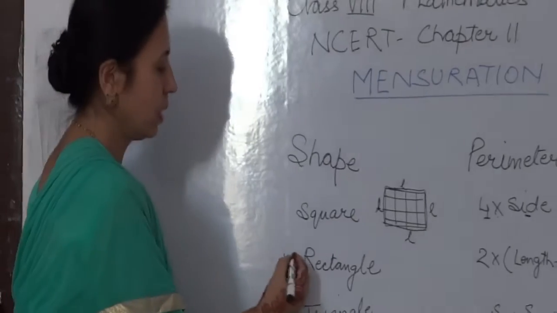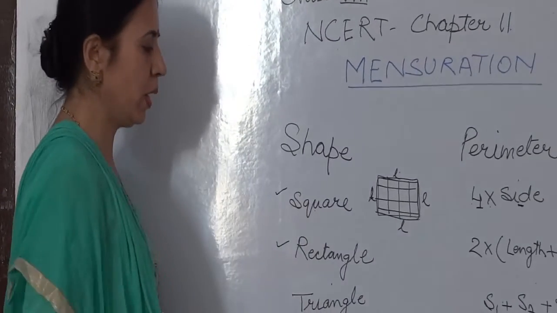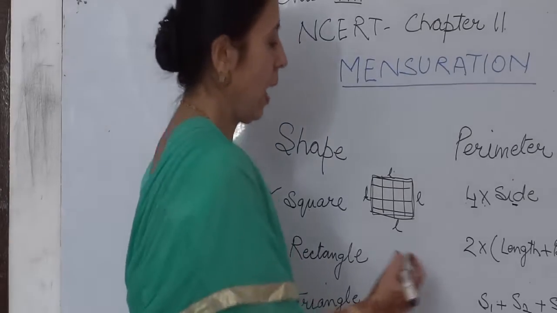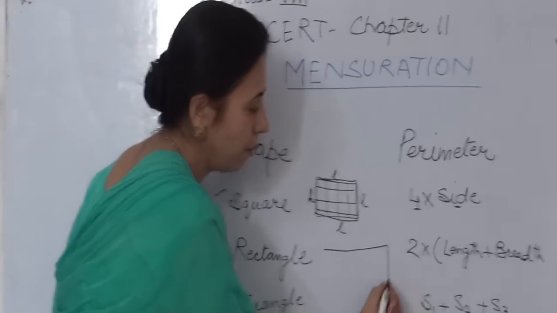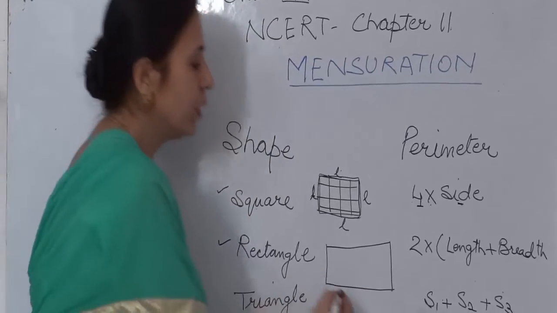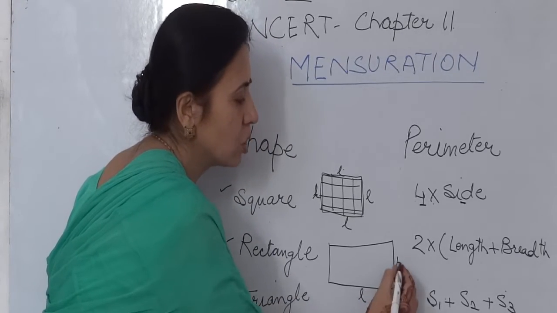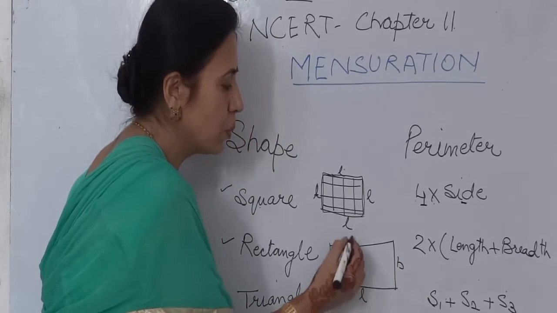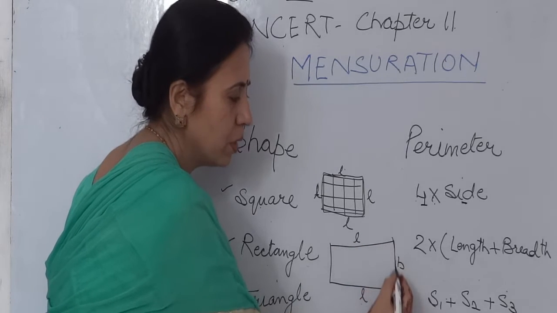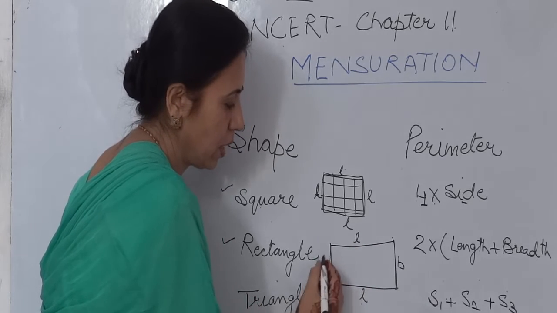This is rectangle. We have started with square, now we talk about rectangle. Rectangle has length and breadth. Yes, it is a four-sided closed figure with different dimensions, but the opposite sides are equal. This is length, this is also length. This is breadth of the rectangle.